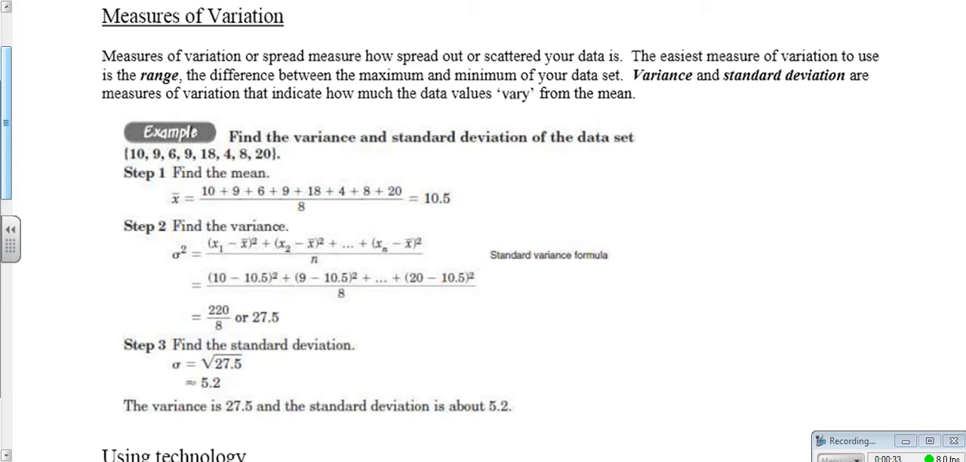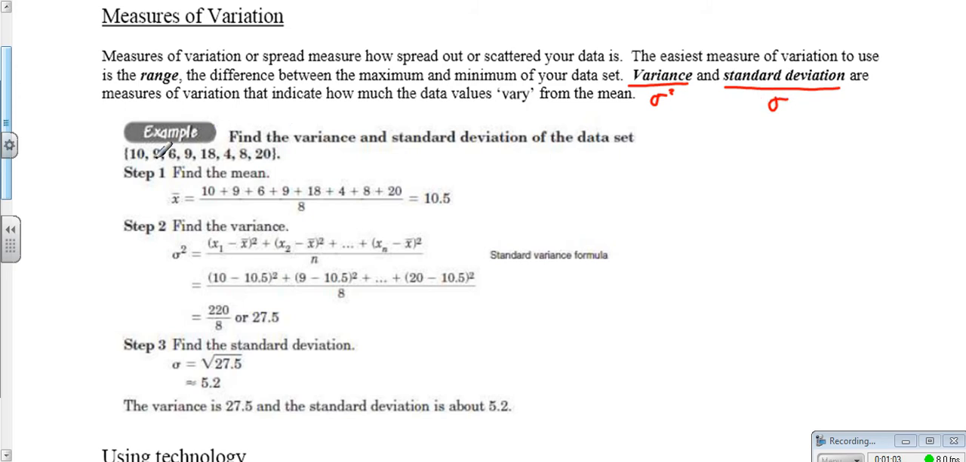The only difference in these two is that if you took the standard deviation and squared it, you get variance. So the symbol for standard deviation is this symbol, which is sigma. This is called sigma. Okay, and if you squared it, you would get the variance.